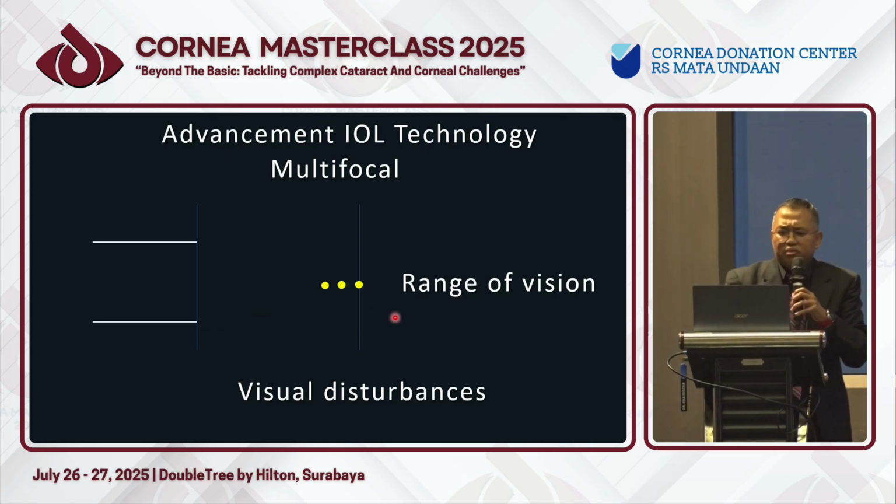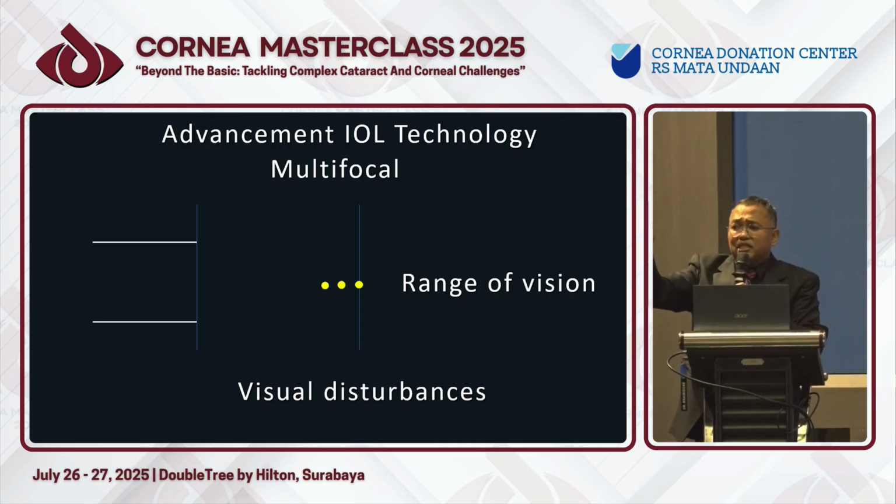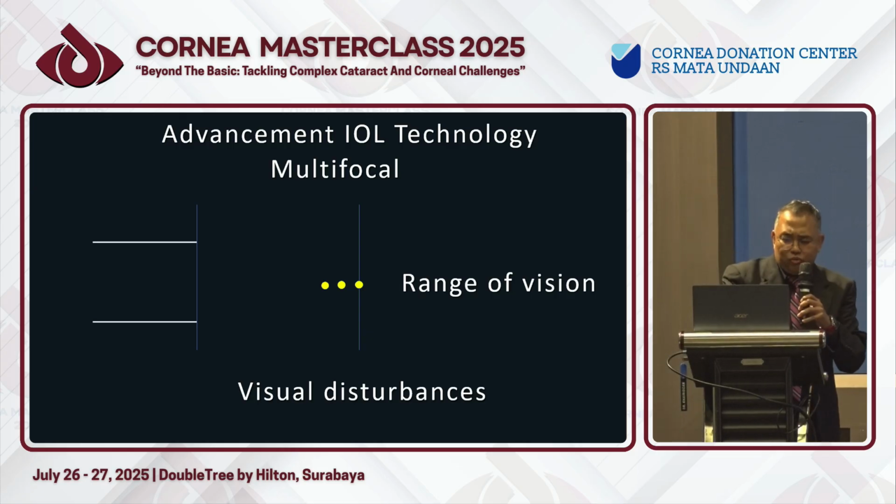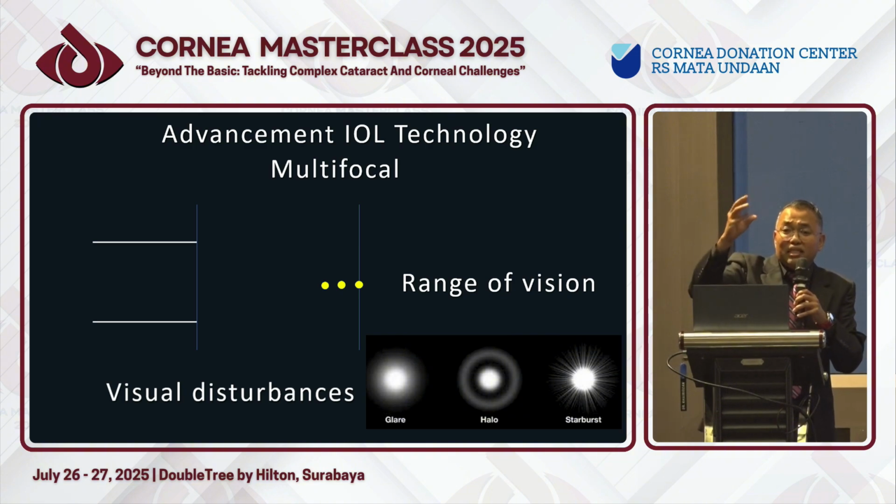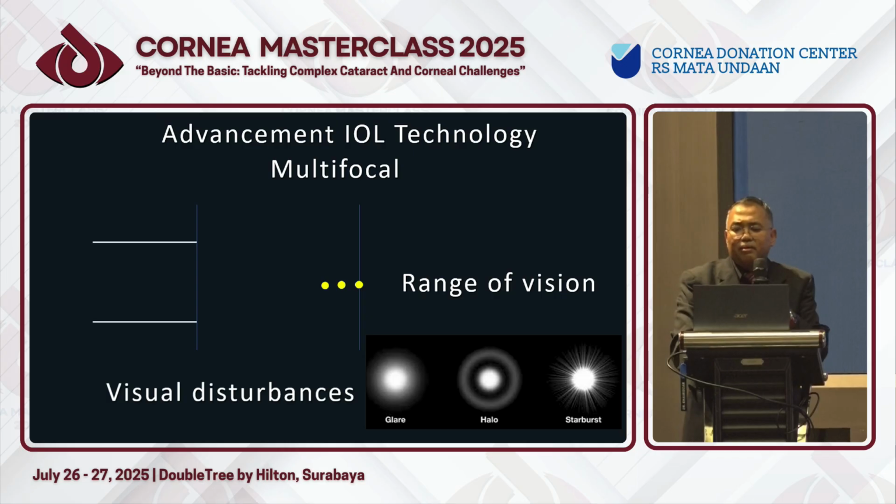But there is a problem with multifocality. Everybody knows about this, because when you split, you have competing energy. So if you look at that, you can see that's why you start to have the visual disturbance. You have glare, halos, and then you get a starburst.